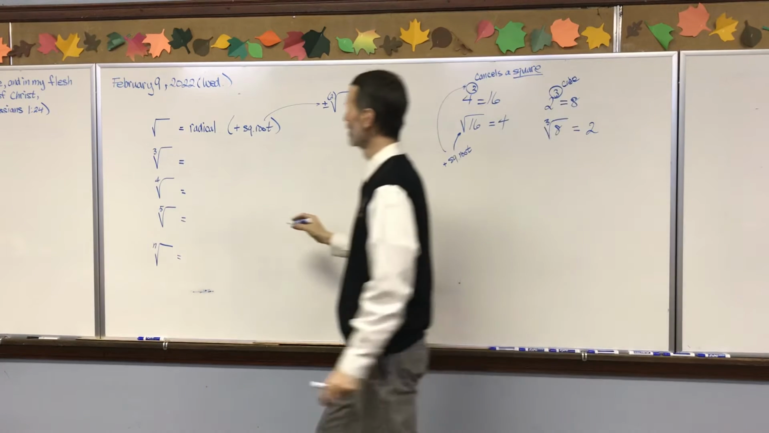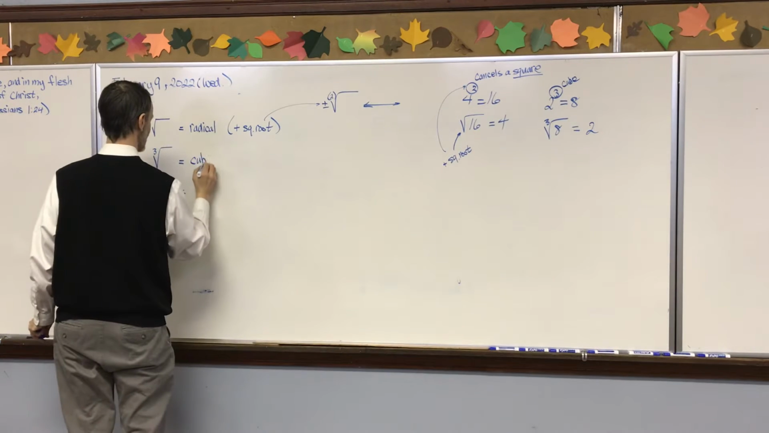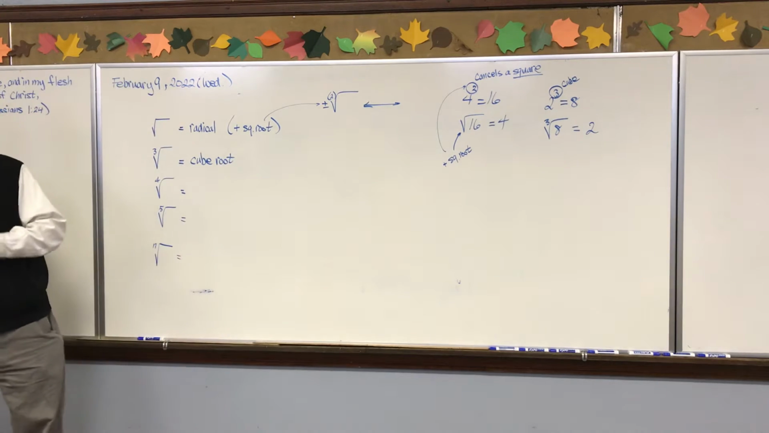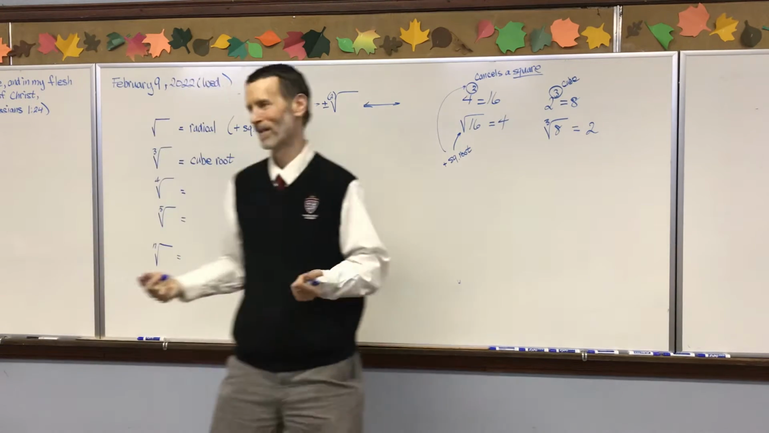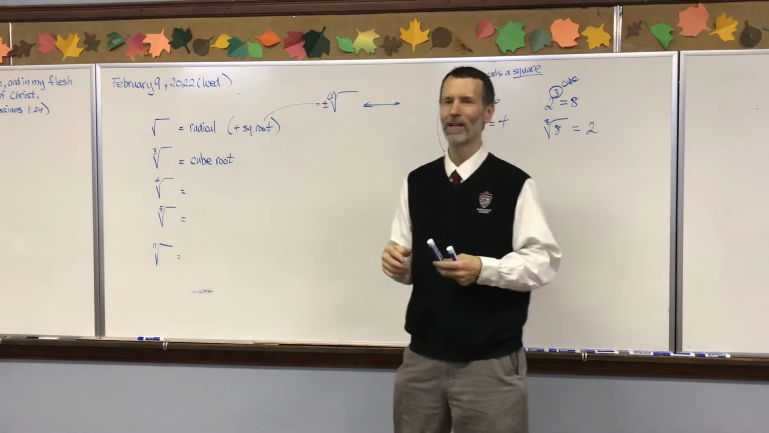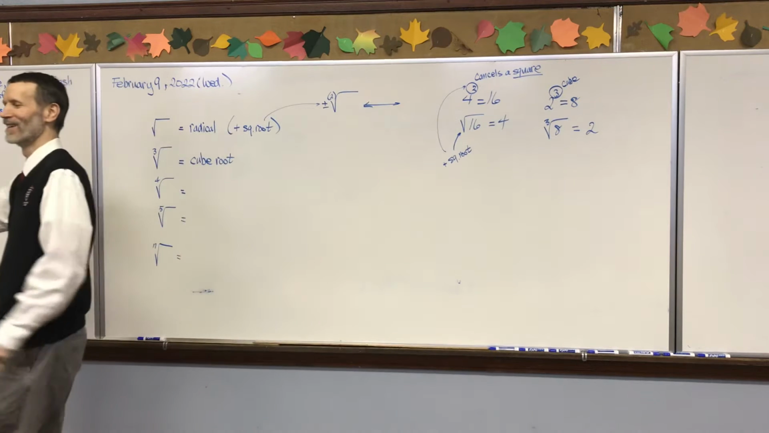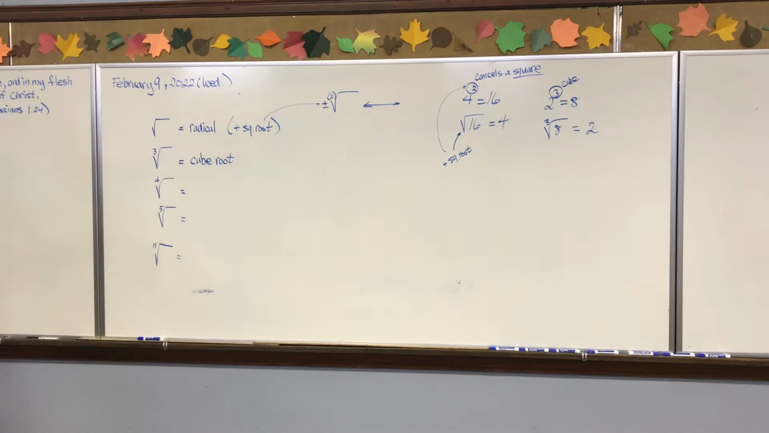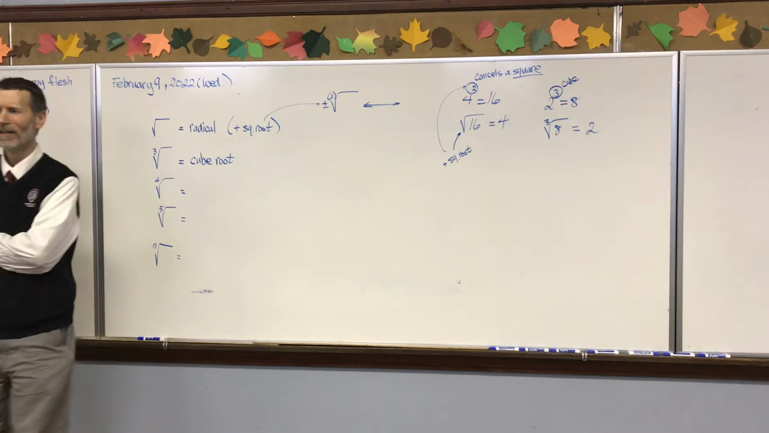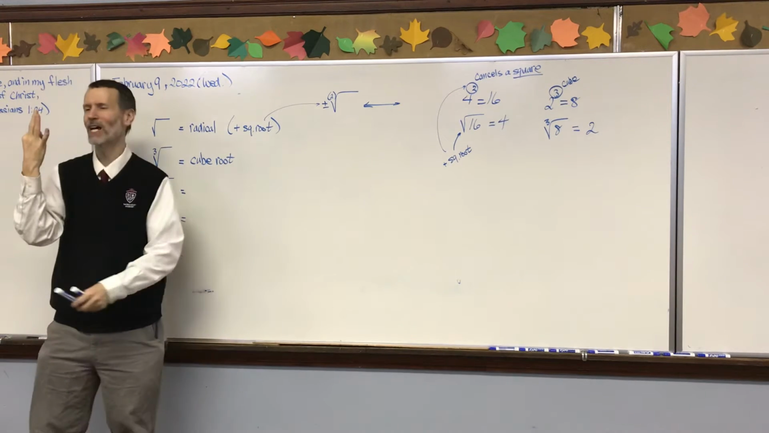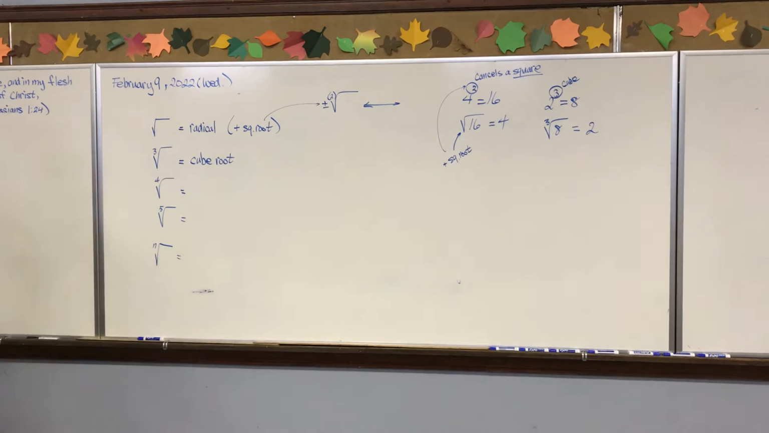So this is called a cube root, because it goes backwards from a cube. Good job, Gigi. So, cube root is looking for a number times itself 3 times. That'll give you the number.